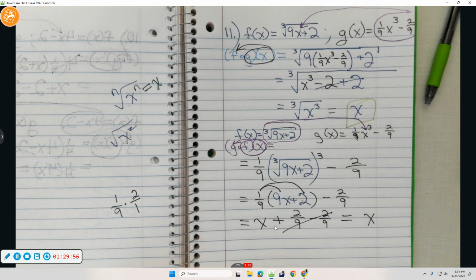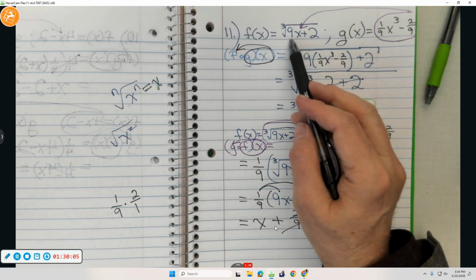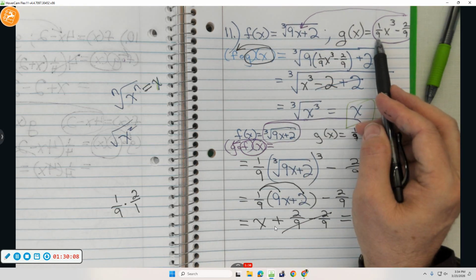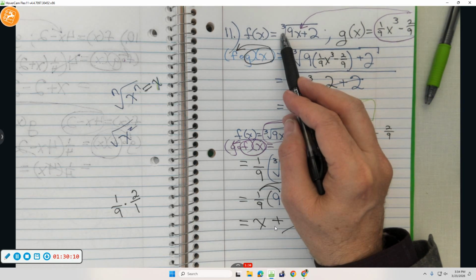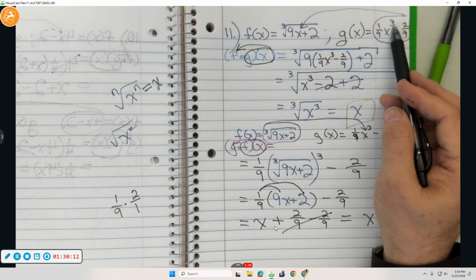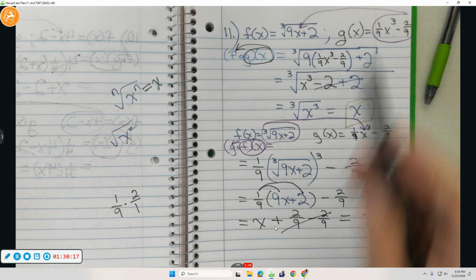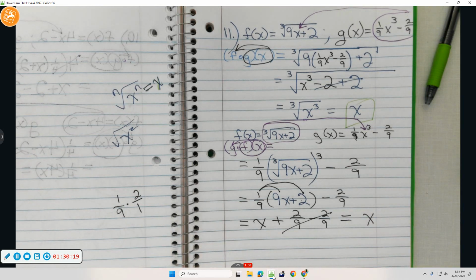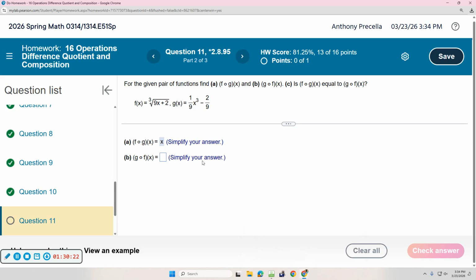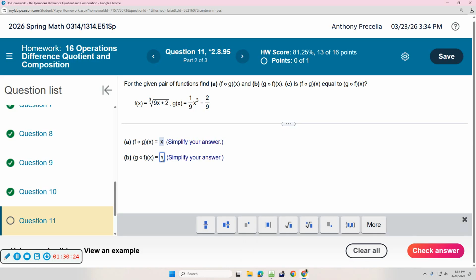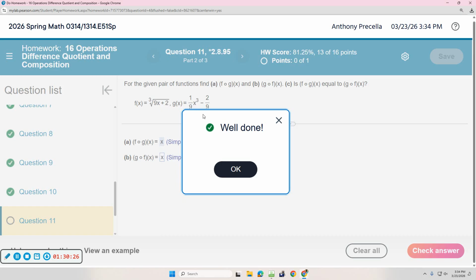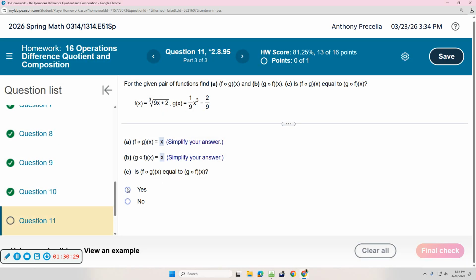So once again, these two functions are inverse functions. They perform the opposite operation in the opposite order. Here you're multiplying by 9. This one you're dividing by 9. There's a cube root. What undoes a cube root? Cubing. Here's addition. What have we got over here? Subtraction. And we'll see more of that in one week's time.